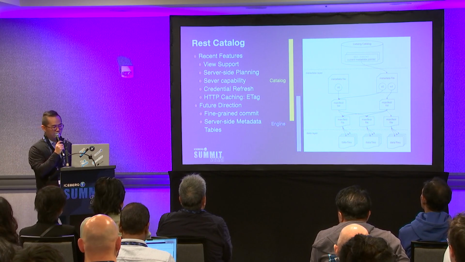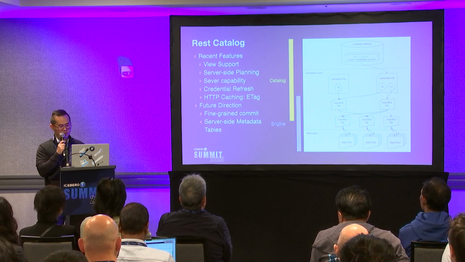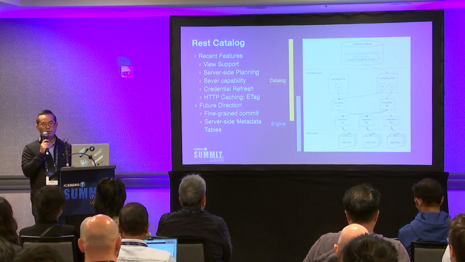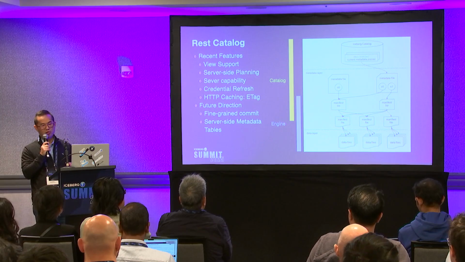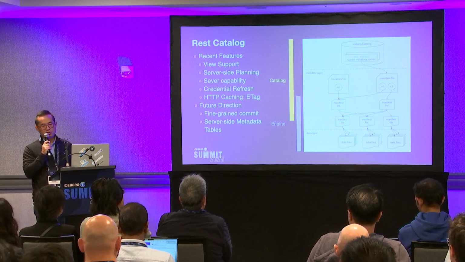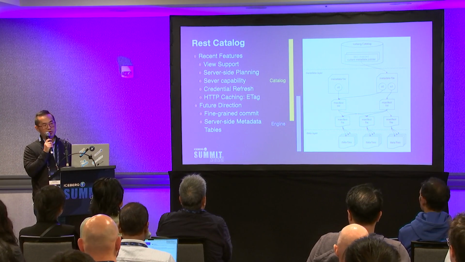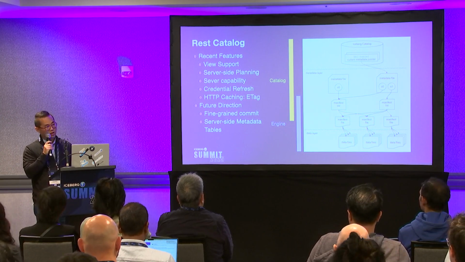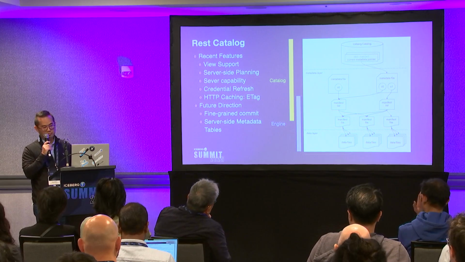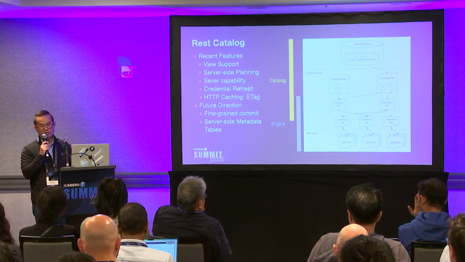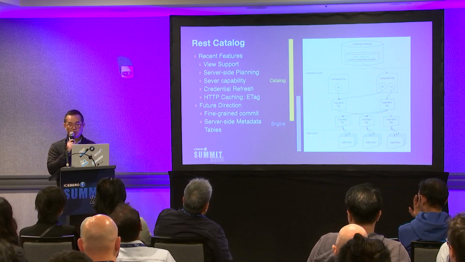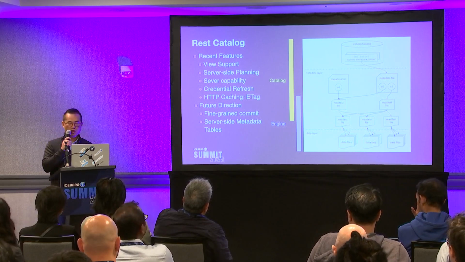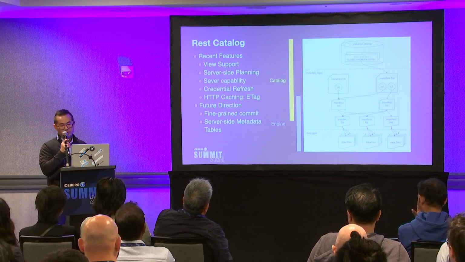And HTTP caching was added very recently. This is very useful, especially when you have a table with a huge number of version files, or your version file is really big. For example, some organizations have version files of more than 10 megabytes, because so many snapshots are created within that version file. And every time you load it, it's really heavy for the network. So the e-tag itself will help you out.